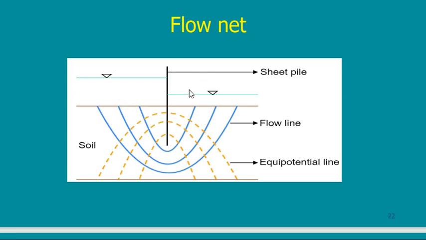The last line is this one. It's also called an equipotential line, because what is the head of water here? It is this H. Here it is also this H. Here it is also. So this is my last.